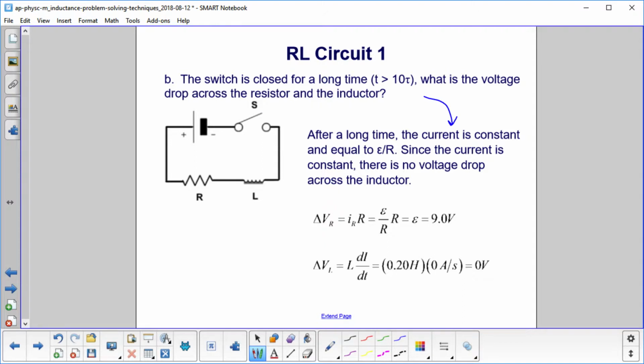After the switch is closed for a long time, the current will be constant and equal to E over R. So the voltage drop across the resistor is the current times the resistance, so that'll just be 9 volts. And then the voltage drop across the inductor is L di/dt. Well, the current is not changing anymore, so that's 0. So you have 0 volts across the inductor.